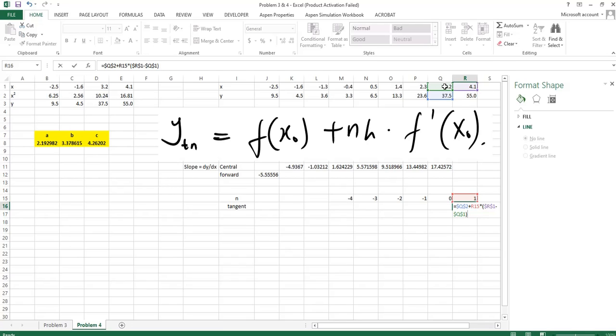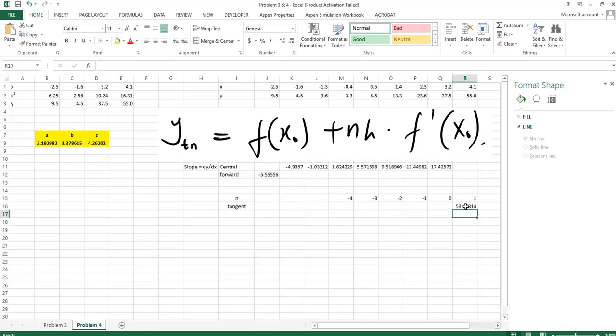Now times the slope at x equal to 3.2. The slope at x equal to 3.2 is this value here. Well, this value is a constant, so I'll fix it by pressing F4. So I fixed it. Now this is the value we go here.